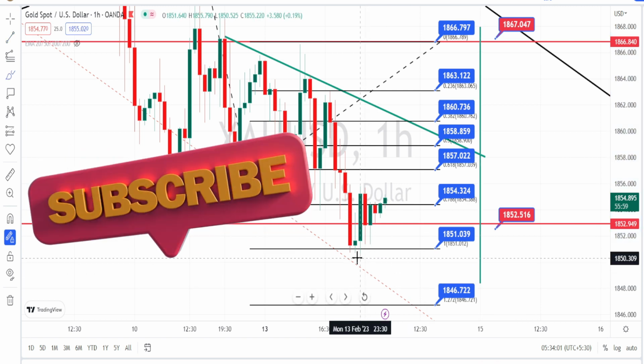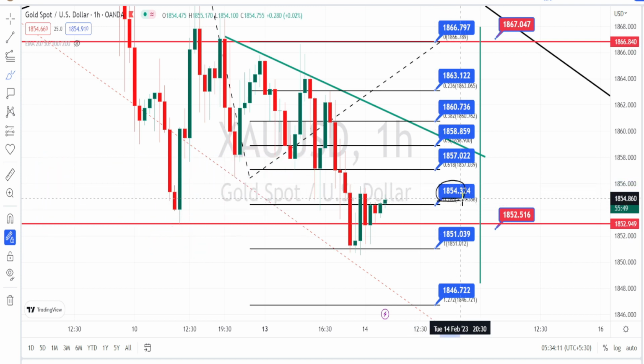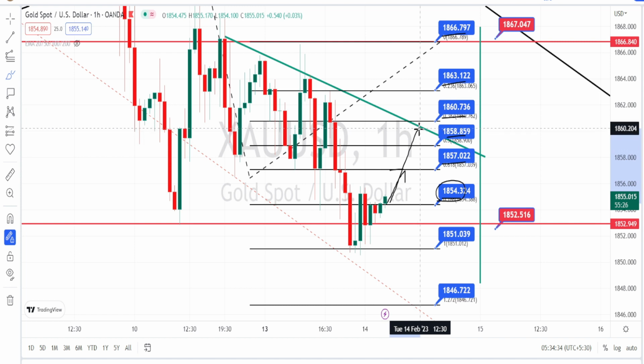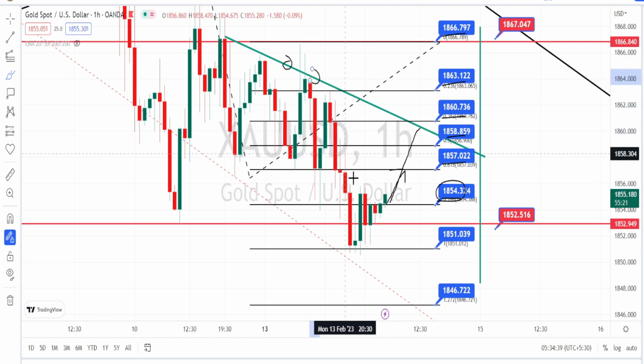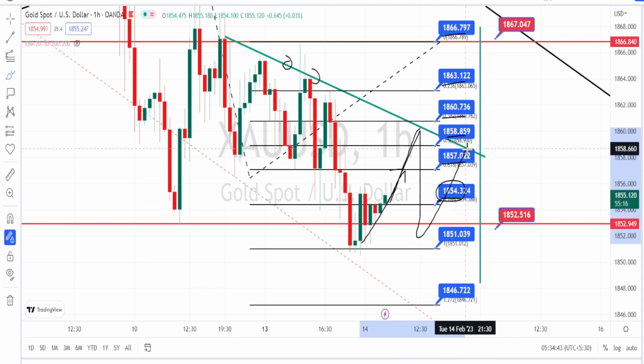hourly time frame. Currently, the price action has taken support around the support level of 1854, and it is in a bullish side retracement. And if the bullish side retracement continues also, the immediate resistance is going to be around 1857, 1858, 1860, 1863 and 1866. And as long as the price action is trading within this resistance line, we can expect the bearish side trend to continue in hourly time frame.